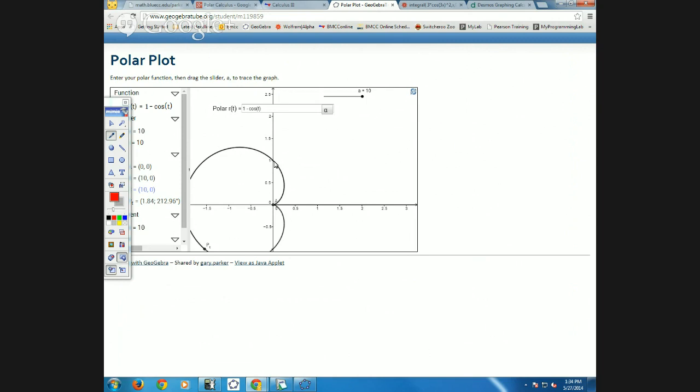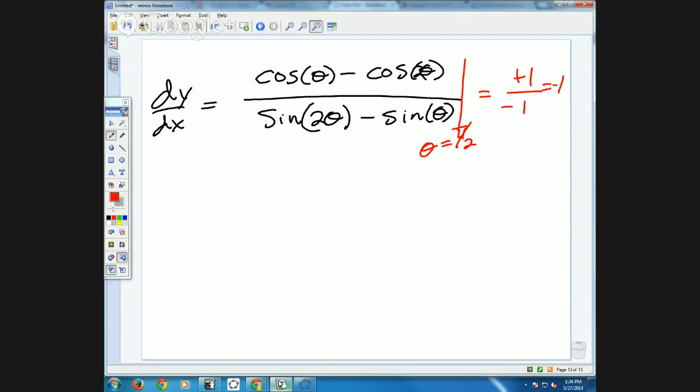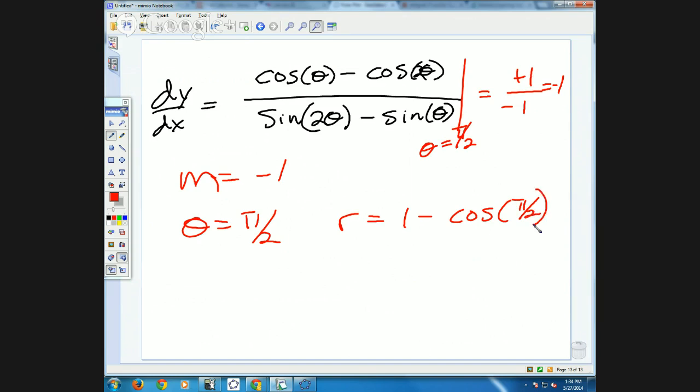So, back to our notes. We have a slope, right? M equals negative 1. What's our point of intersection? Well, it happens when theta is equal to pi over 2. And if we plug that in for r, what's the cosine of pi over 2? So r is 1. So we have the point, rectangular-wise, that is. In polar, we have the point 1; pi over 2.